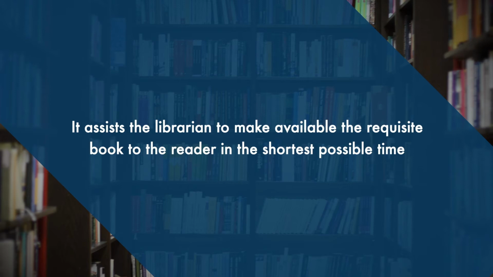The second objective of a library classification scheme is that it assists the librarian to make available the requisite book to the reader in the shortest possible time. The purpose of any library classification scheme is to allow libraries to arrange the documents in a sequence that will be of immense help to the readers. The scheme offers the readers a basis for organizing books and other reading materials so that these can be used by the readers as and when they desire. A variety of classification schemes have been developed in various countries throughout the world to maintain the library collections in the most helpful manner possible.